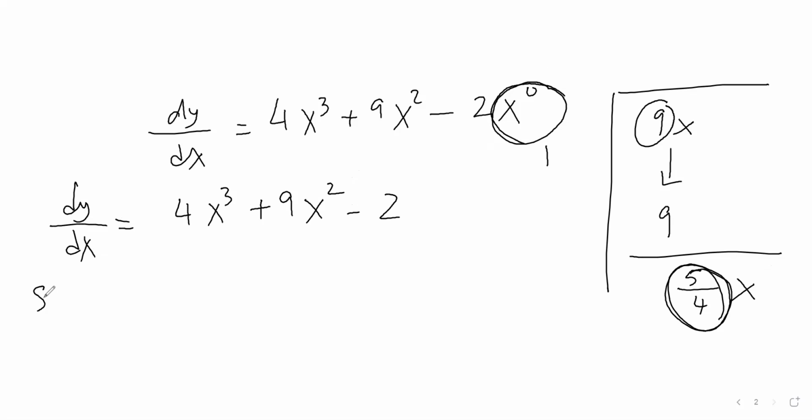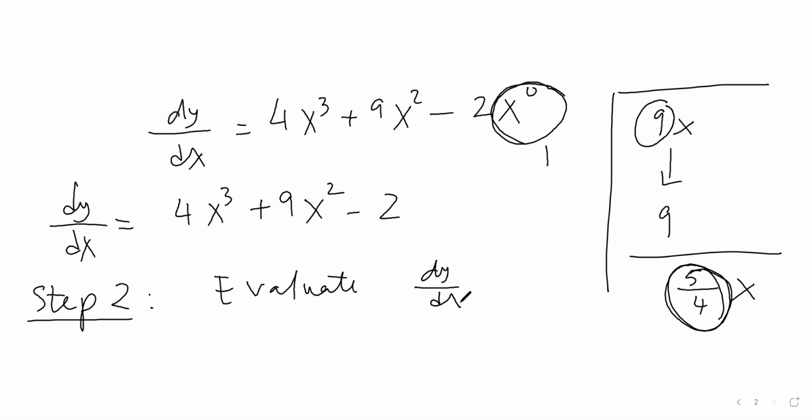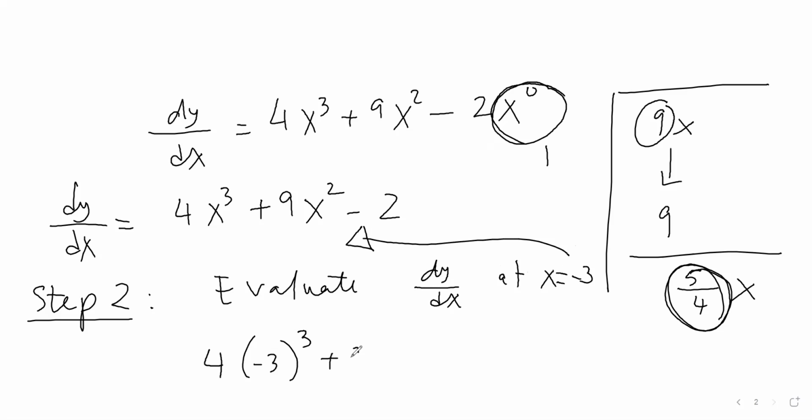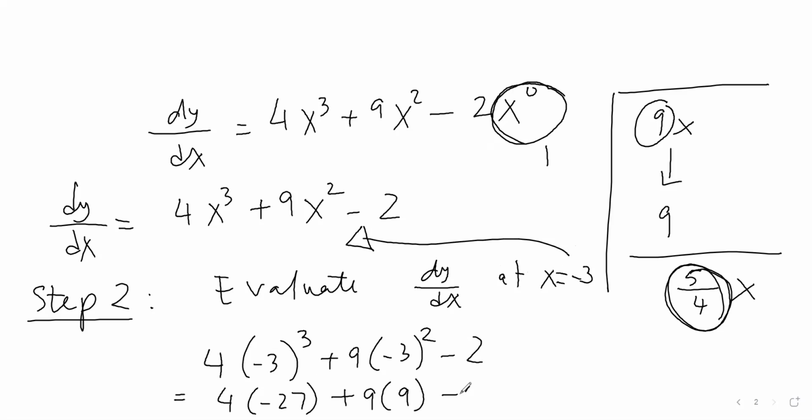Now, step 2 is evaluate this. Evaluate dy over dx at x equals -3, which means just plug -3 into each x here. And that will be 4 times -3 cubed plus 9 times -3 squared minus 2, which is 4 times -27 plus 9 times 9, minus 2.